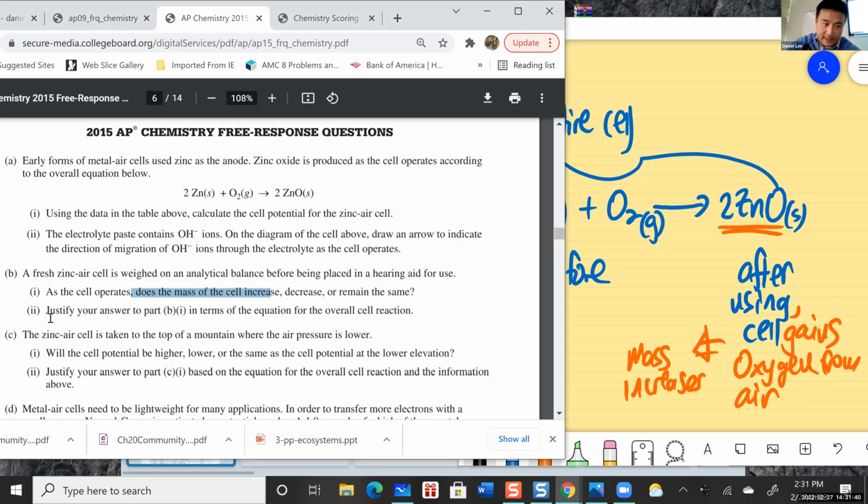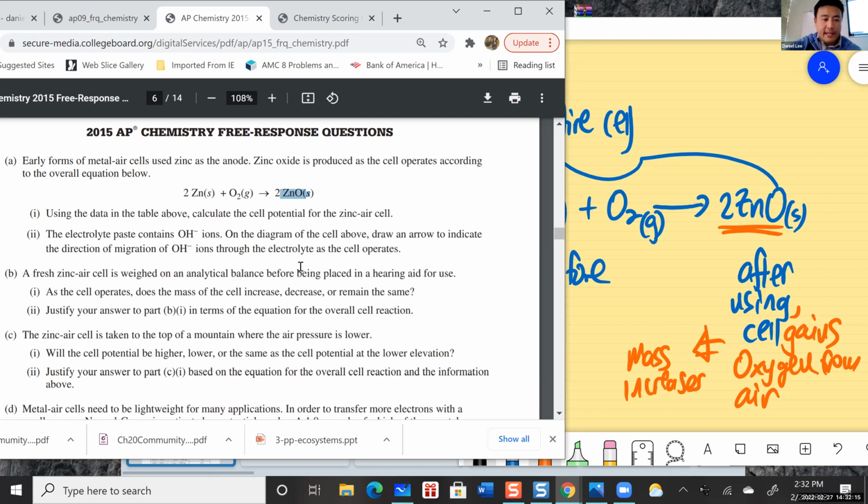How do you justify that? Because chemistry wants you to justify. So you see, they give you a clue. Justify your answer from B1, which is the overall reaction, right? So from B1, oxygen is gained from the air, and then it gets incorporated into zinc metal. So the total mass will increase. Because the cell is put on a balance, the balance cannot weigh air, right? It weighs zinc. But now you're weighing oxygen as well, as oxygen turns into zinc oxide. That's part B.